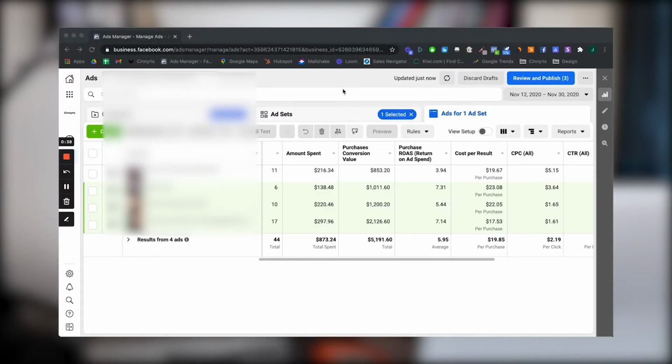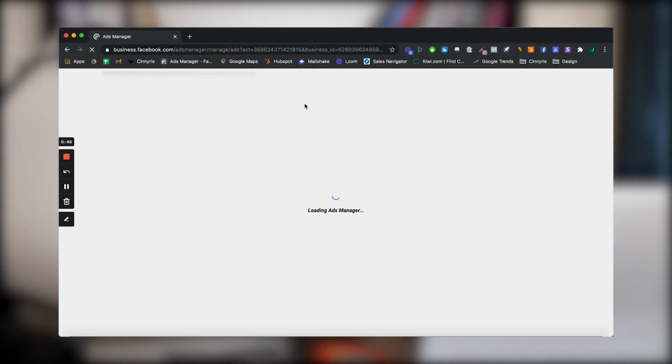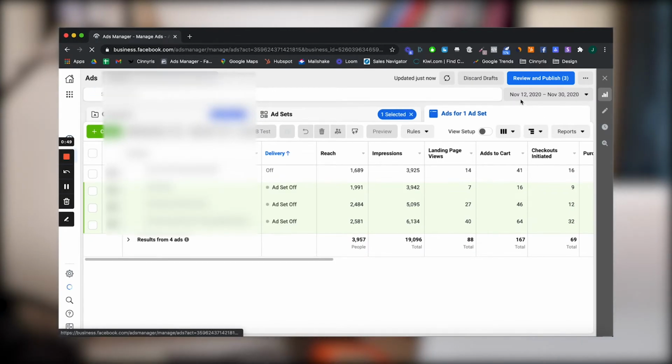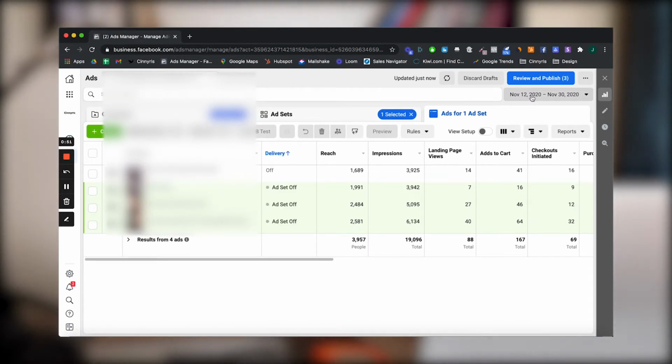Here in the Ads Manager, as you can see, just for transparency, I'll just refresh the page very quickly so that you can clearly see what's going on here. This is from the 12th of November 2020 to November 30th, 2020. Again, I'm going to take you step by step on how we set up this campaign, the targeting that we went through, the creatives, as well as the landing page and the optimization strategy that we used to get the best results possible.